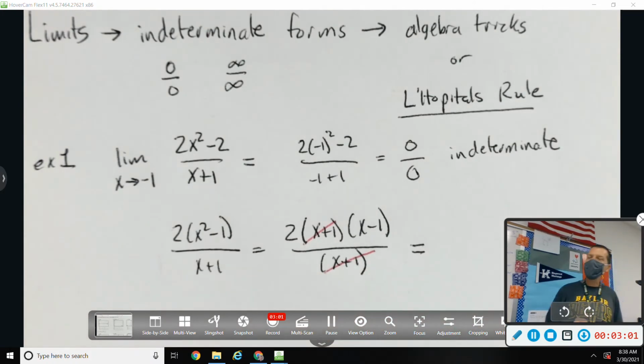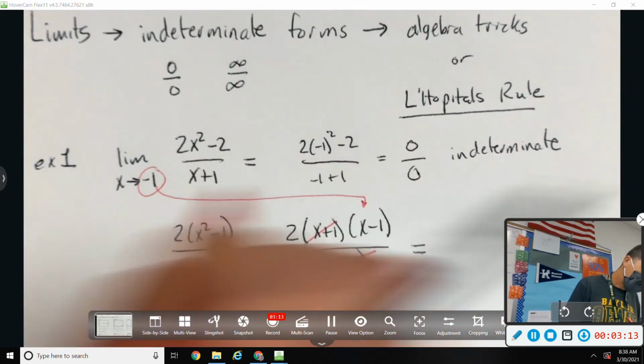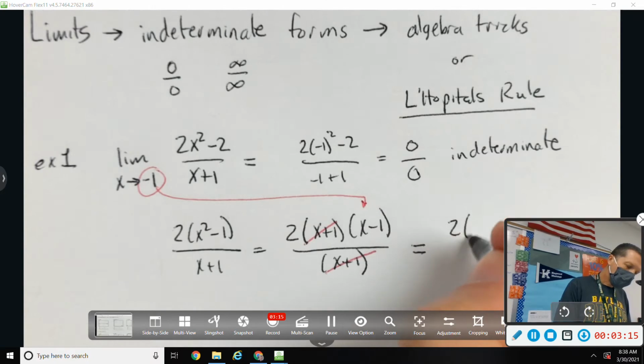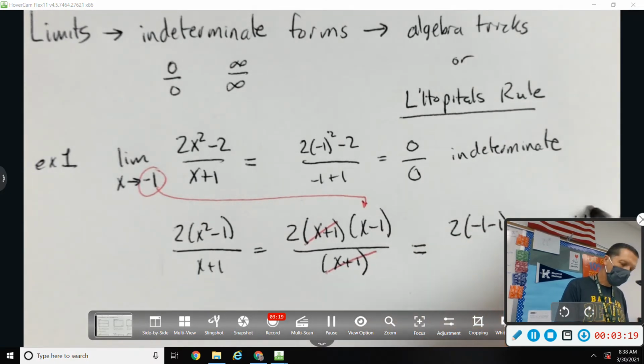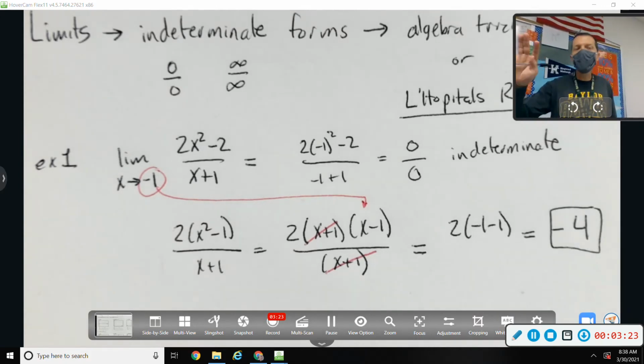Is this vaguely familiar from long, long ago? Plug it in first, it doesn't work, then you gotta try some gymnastics here to make this happen. Now let's plug in -1. 2 times -1 minus 1 would be -4. All right, that is not L'Hopital's rule. That is like first 9 weeks stuff there of remembering how to handle limits.